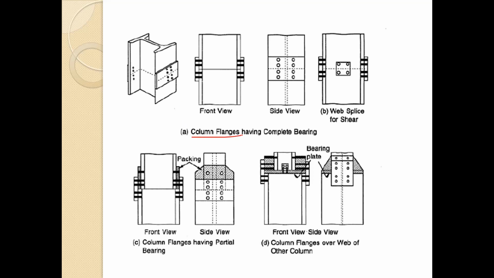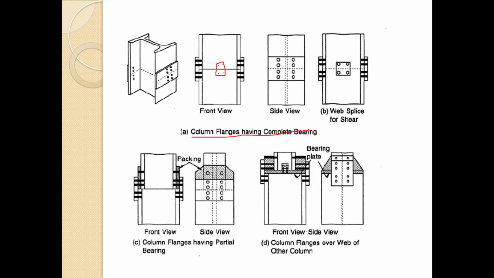So first is the column flanges having the complete bearing, as we have discussed. Here the column has identical sizes, so they are resting on each other in quite a good manner, so no need to provide any packing or something like that. So only two plates for this connection are required over here. As you can see, this is the front view, this is the side view, and this is the web splice. And over here, an additional web splice has been provided at this point.